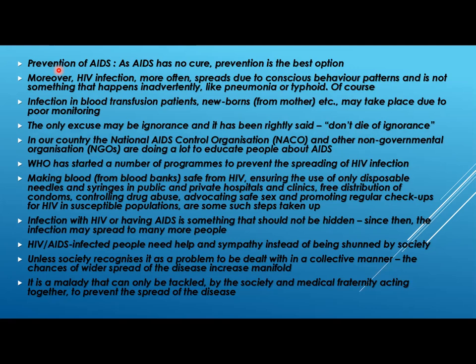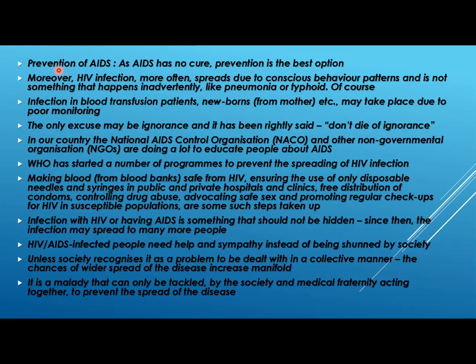WHO has started a number of programs to prevent the spreading of HIV infection. Making blood from blood banks safe from HIV, ensuring the use of only disposable needles and syringes in public and private hospitals and clinics, free distribution of condoms, controlling of drug abuse, advocating safe sex, and promoting regular checkups for HIV in susceptible populations are some such steps taken up.